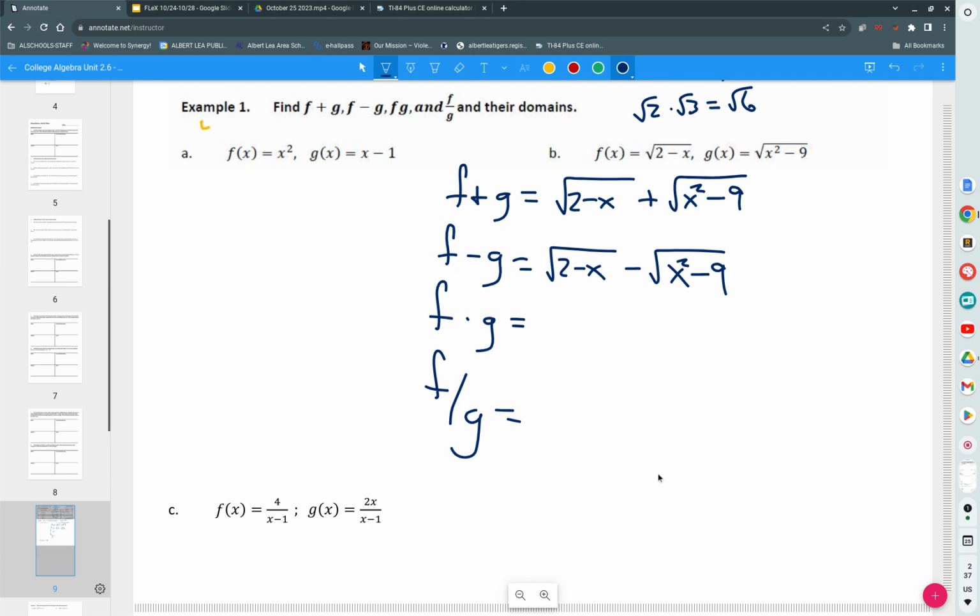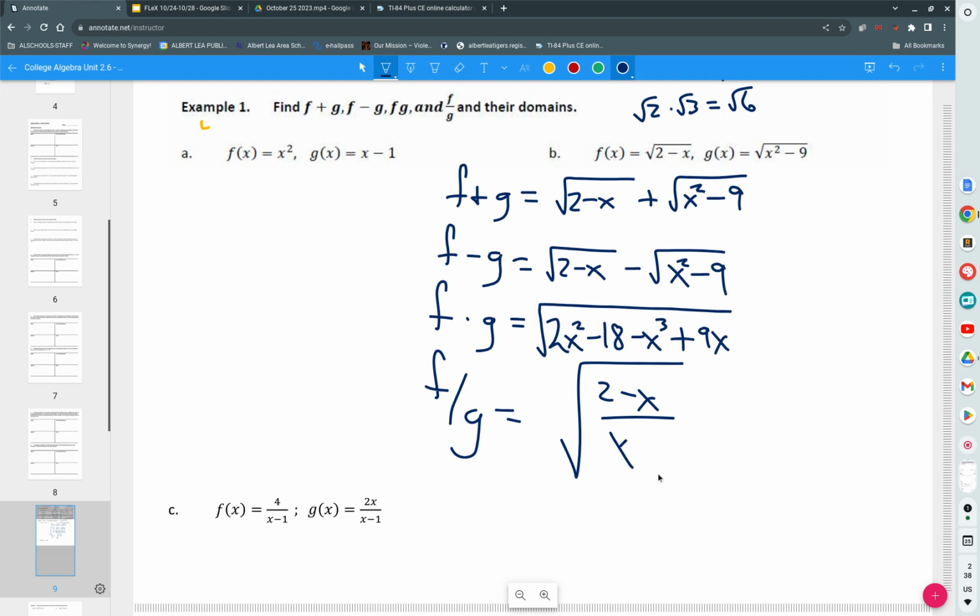So I can multiply these together and create one radical. 2 times x squared is 2x squared. 2 times negative 9 is negative 18. Negative x times x squared is negative x cubed. Negative x times negative 9 is positive 9x. All underneath one radical. Everybody okay with that? And same thing works with division. You could write them under one radical as well. I have the 2 minus x on top, and the bottom I have x squared minus 9.